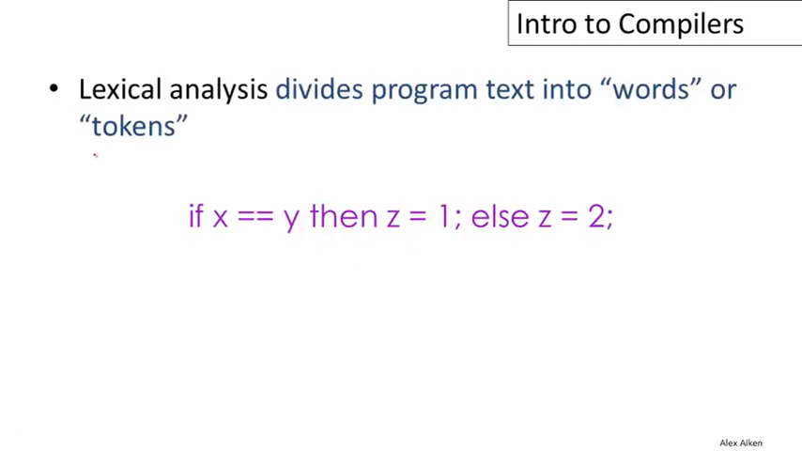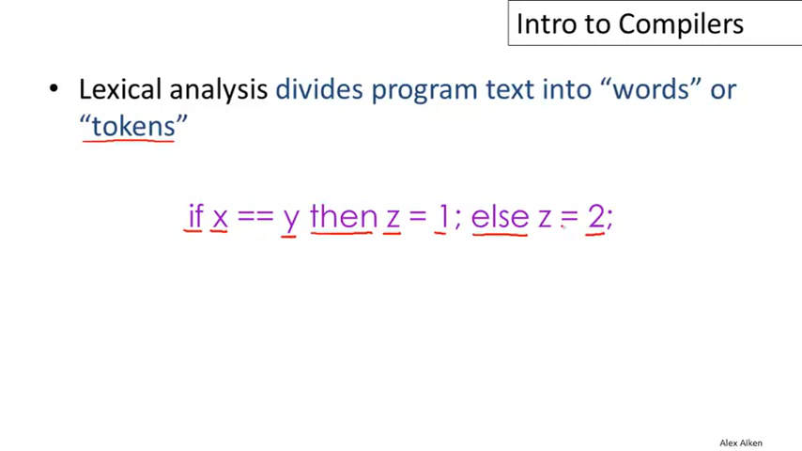The goal of lexical analysis, then, is to divide the program text into its words, or what we call in compiler speak, the tokens. So here's an example piece of program text now instead of a piece of English text. Let's walk through this and identify the tokens. There are some obvious ones. There are keywords like if, then, and else that we want to identify. And then there are variable names, things like x and y and z. There's also constants, things like the number 1 and the number 2.